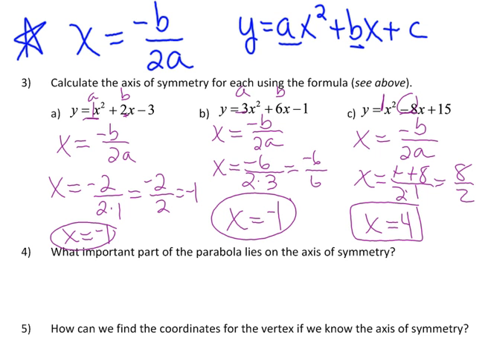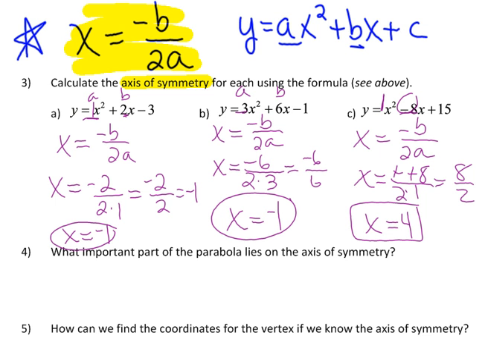So now we have two ways to find the axis of symmetry. We have the algebraic way using this formula, or we can look at the graph, find the vertex, and use that method also. Okay, now what important part of the parabola was lying on that axis of symmetry?